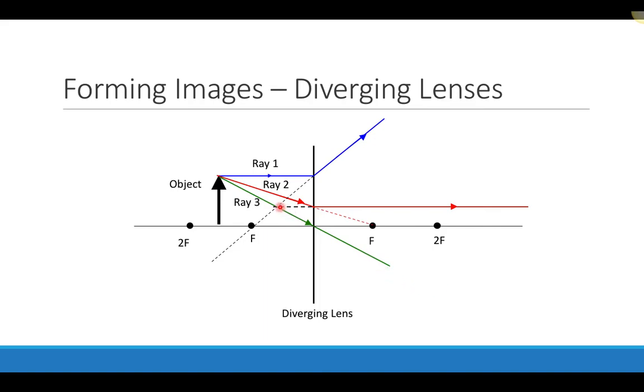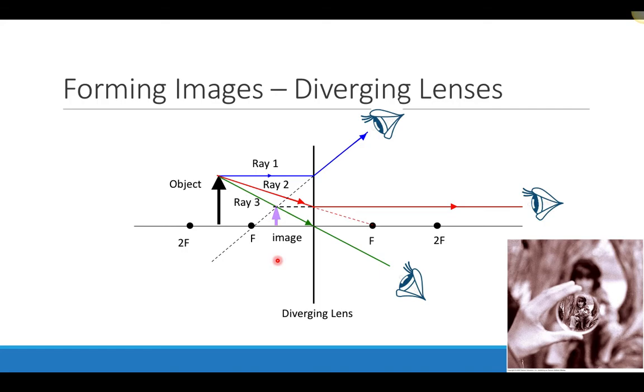And then for the green one, they would all meet at this particular location. So it appears as if all of these rays of light are coming from this point behind the lens. So our eye would have to be over on the right side of the lens, and they would see an image formed over here behind the lens. So there's my image location.